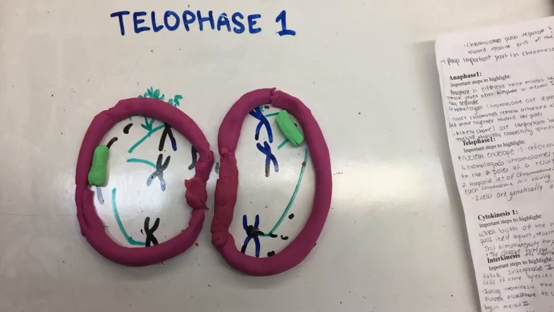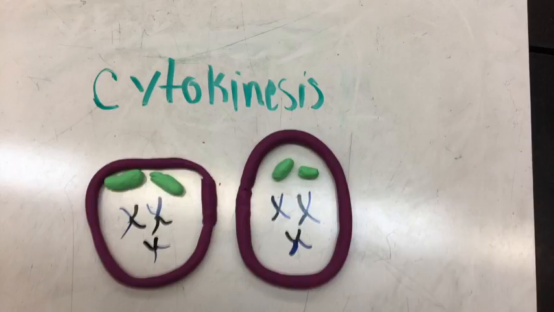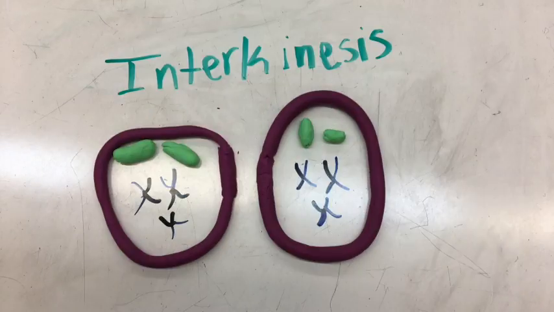Then the haploid set of chromosomes are at each pole, with each chromosome still having chromatids. In cytokinesis, both of the nuclei are formed. The cell pulls itself apart, resulting in two daughter cells. This happens at the same time as telophase 1 occurs.